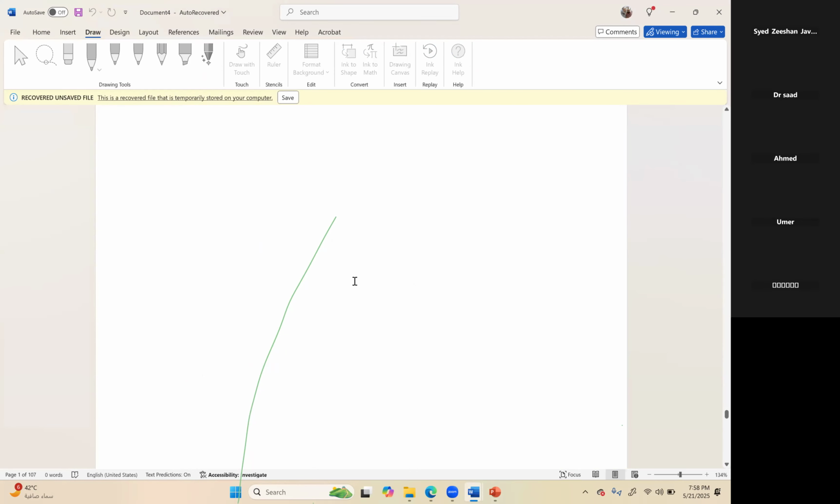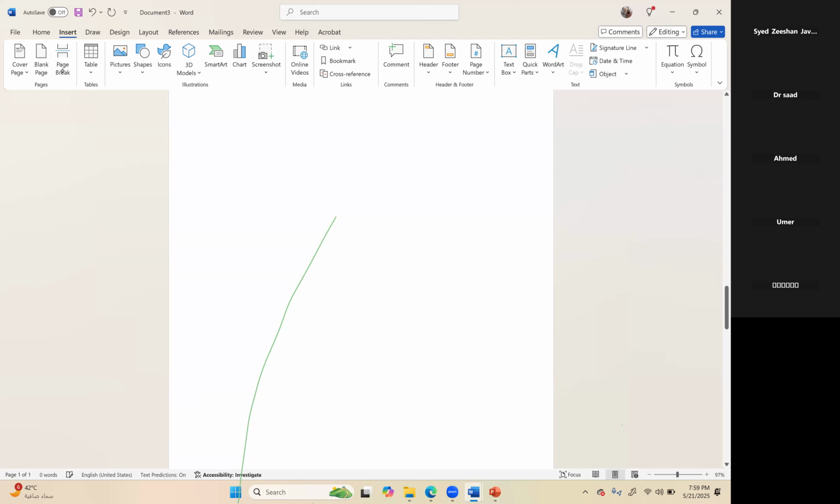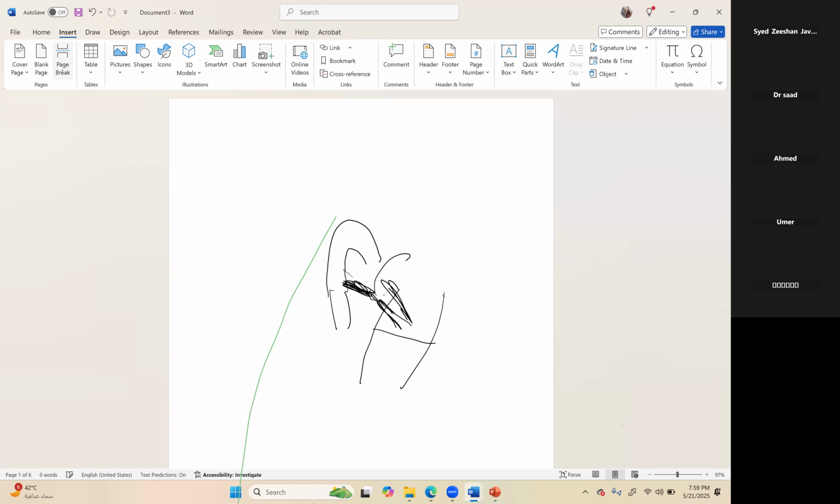Actually, what happens here? Consider this is the aorta, and pardon me for my bad drawing, this is the pulmonary trunk coming out, and this is the aorta. Here is the ductus arteriosus, and before this originates, the right brachiocephalic is coming out, going to the right side. So this is the ductus arteriosus.